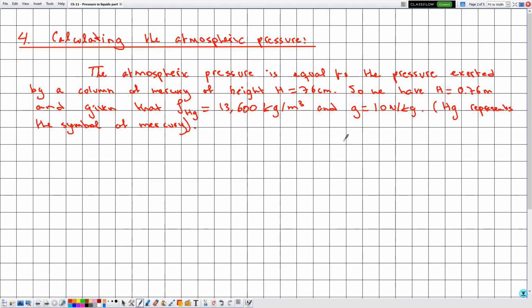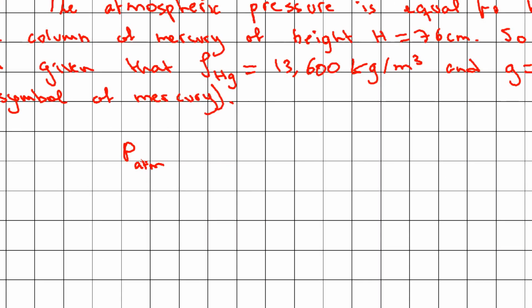Now, using this given data, one can calculate the atmospheric pressure, which is given by P atm. Here ATM stands for atmosphere.